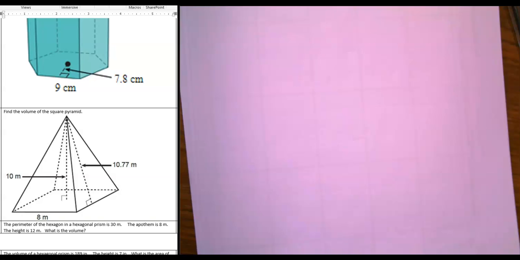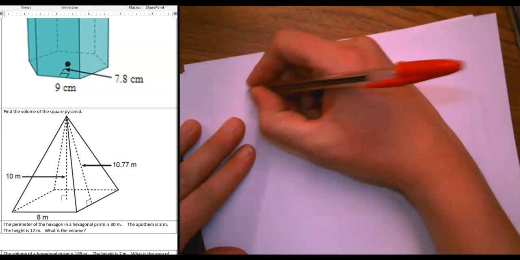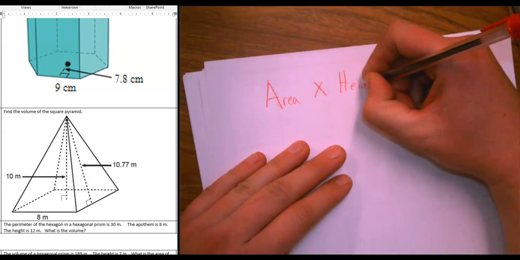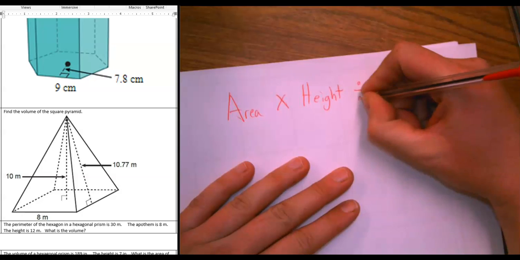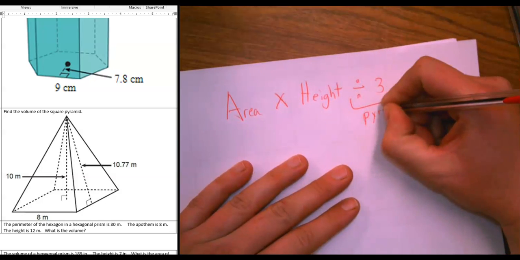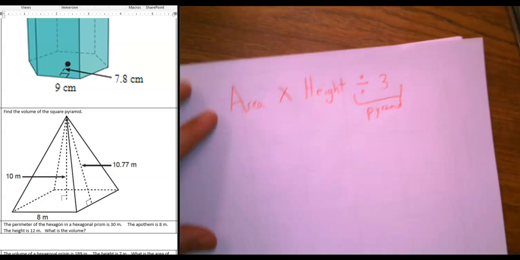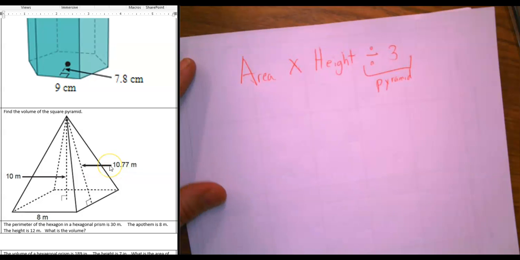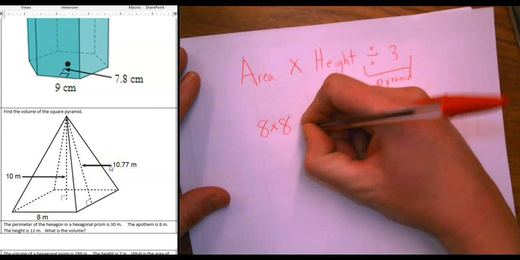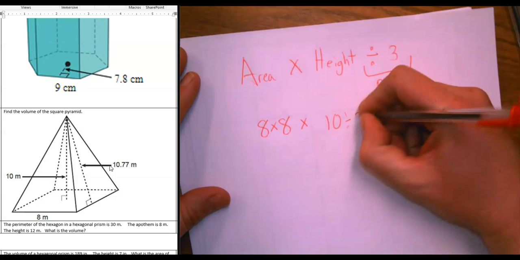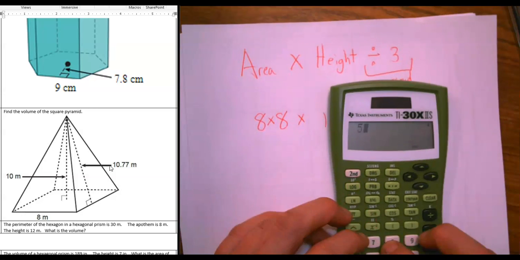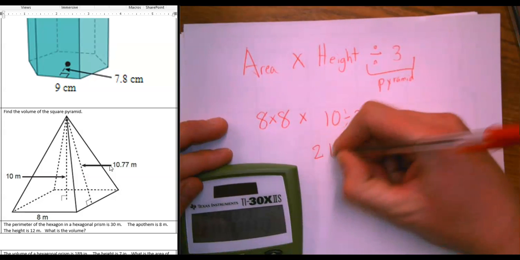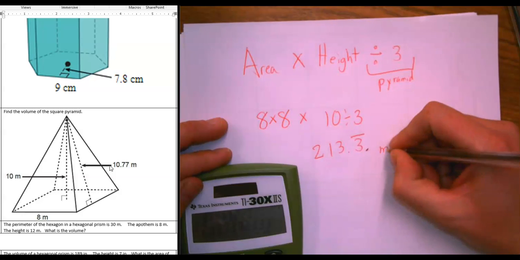So, volume is always area of the base times the height. Now for a pyramid, there's a special rule, because it's a pyramid, we divide by 3. That's the pyramid rule. Area times height divided by 3. Now, in this case, a square base. So our 8 times 8 would be our area times the height, which is 10 divided by 3. Type that into my calculator. 8 times 8 times 10 divided by 3. And I get 213.3 meters cubed.